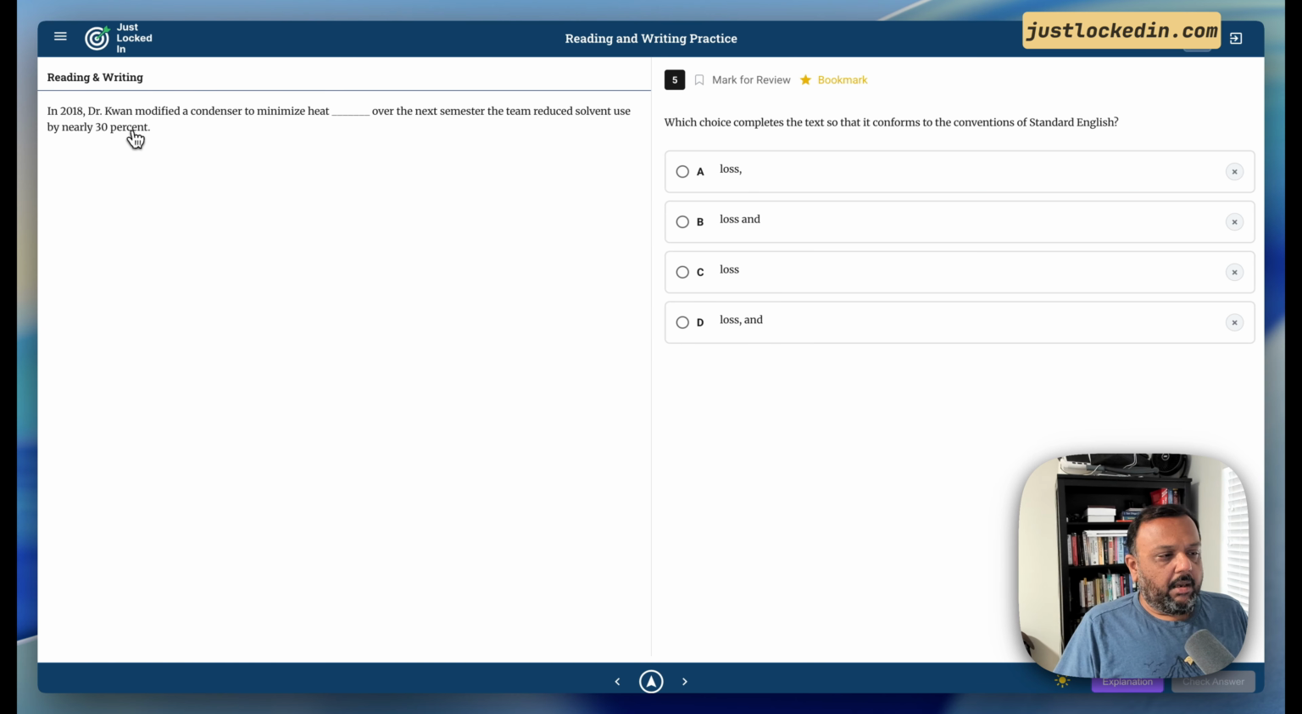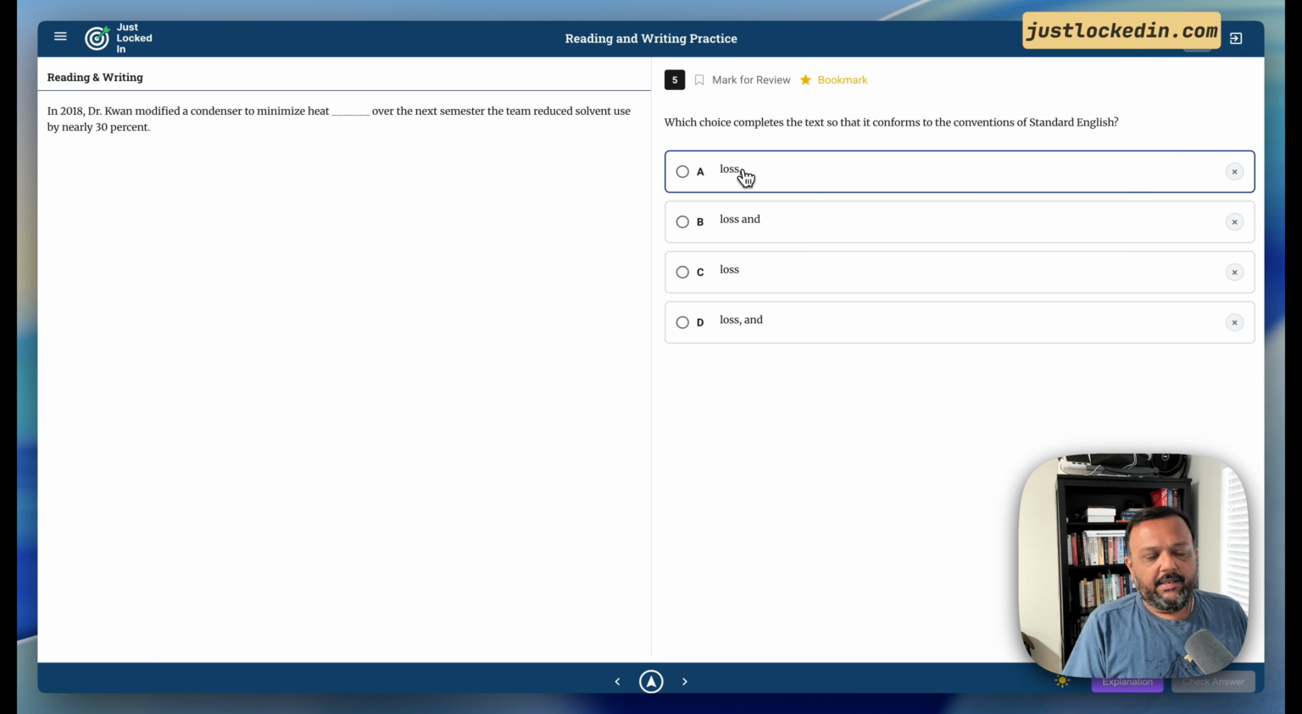In 2018, Dr. Kwan modified a condenser to minimize heat loss, and over the next semester, the team reduced solvent use by nearly 30%. Okay, so this is actually a pretty simple question. It's just laws, and if you just remove, it's straightforward application of SPACY.